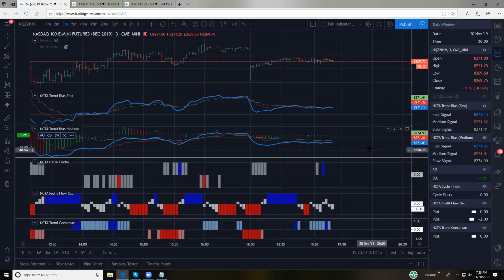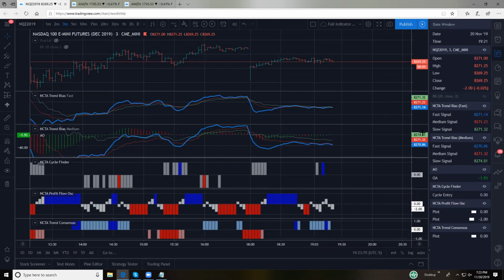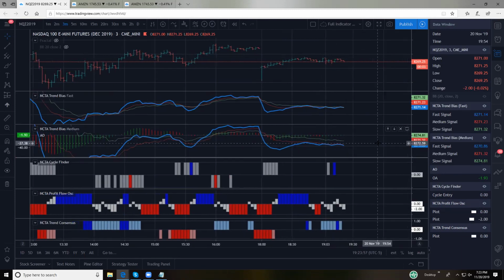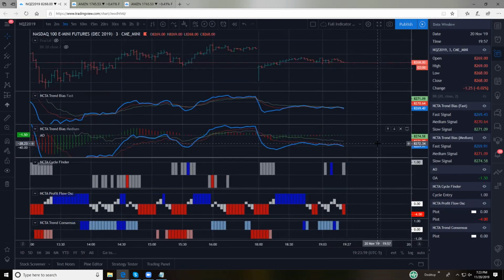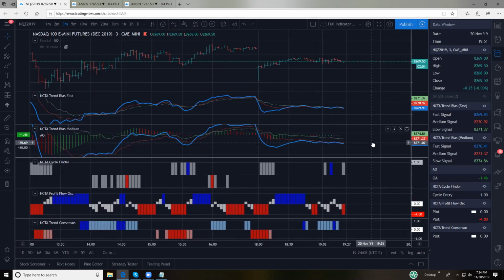Now what this is going to do is combine both the AO and the medium trend bias together, and you can still expand everything out. You still have all of your trend bias where they are currently trading on the right-hand scale. On the left-hand scale, you do have the AO showing up over there. You can see it's a negative 1.44, and it's green.